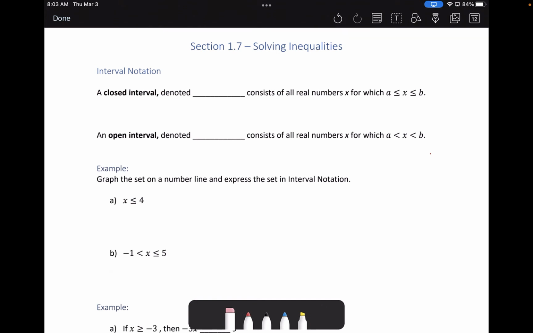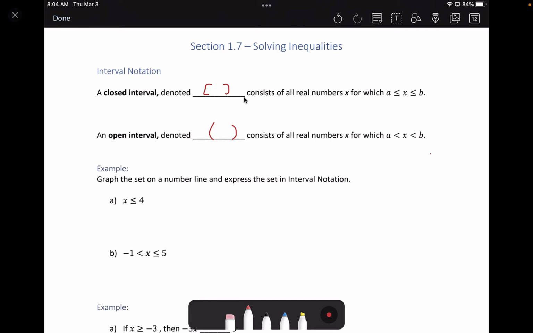Solving inequalities. A closed interval is denoted with brackets. It consists of real numbers x for which a is less than or equal to x, less than or equal to b. The open interval is going to be denoted with parentheses. The only difference here is a and b, those endpoints are not included.